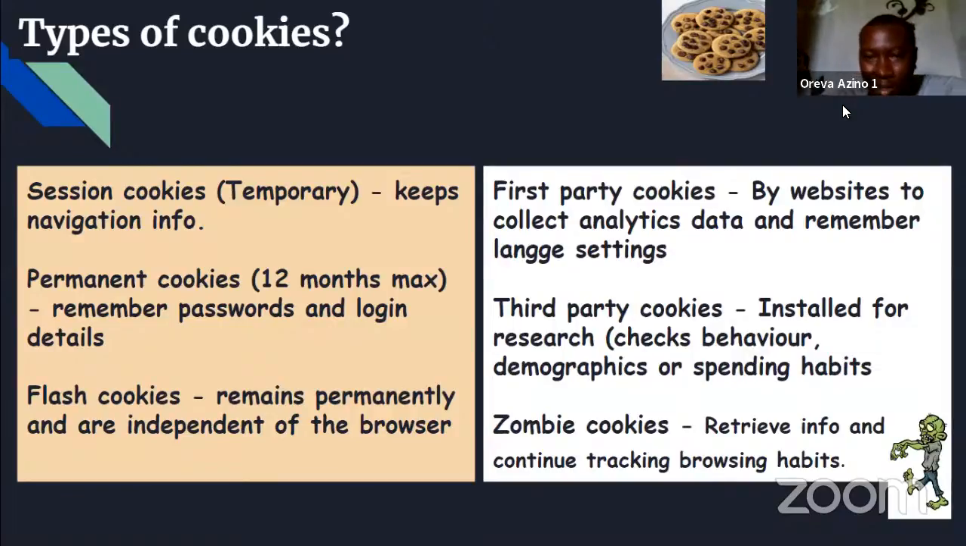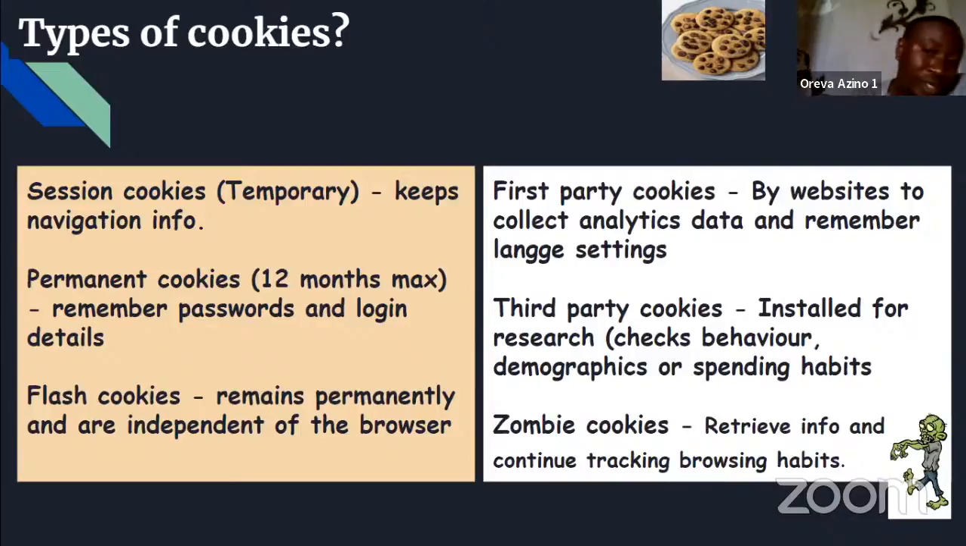Then we also have first-party cookies, set by the website that you're currently on. They are used for collecting analytics data, and they also remember language settings. Then we have third-party cookies. When it comes to third-party cookies, we are looking at cookies that are installed for research purposes by a third-party site. When they do this, you usually see those things that pop up on your screen once you get into a website. They say this website uses cookies and you have to accept the cookies. If they didn't write third-party cookies, it can be any of these other ones. Or when they write third-party cookies, just know what it's for.